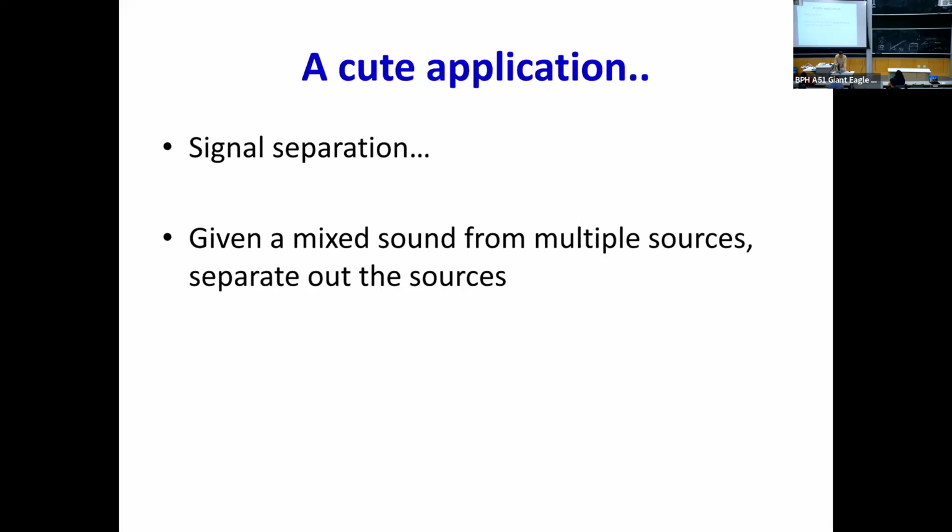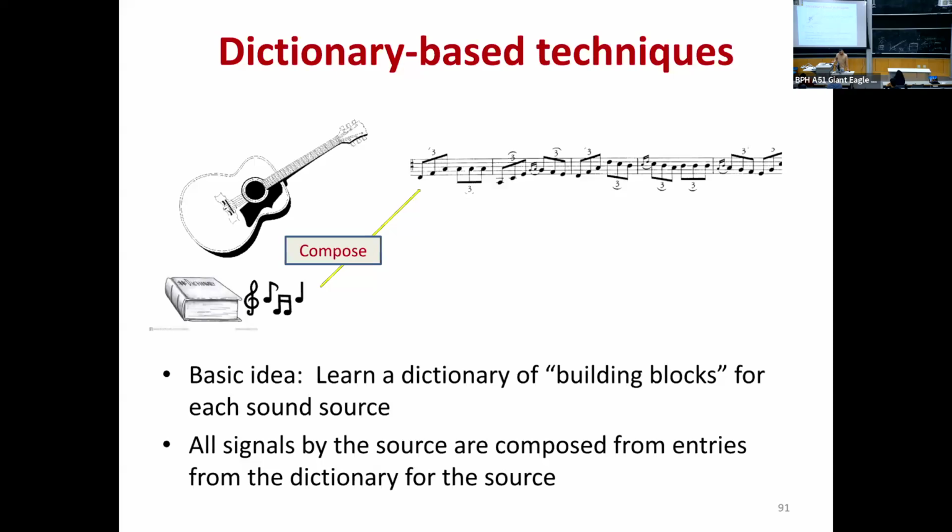I'm given a mixed sound from multiple sources. I want to separate out the sources. This is a common problem. I give you a music recording, and I want to pull out the guitars from the drums, from the vocals. A common approach is what are called dictionary-based techniques. The basic idea is to learn a dictionary of building blocks for each sound source. All signals from the source are modeled as being composed from that dictionary.